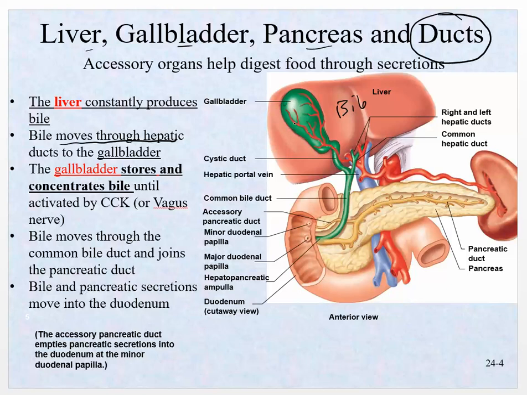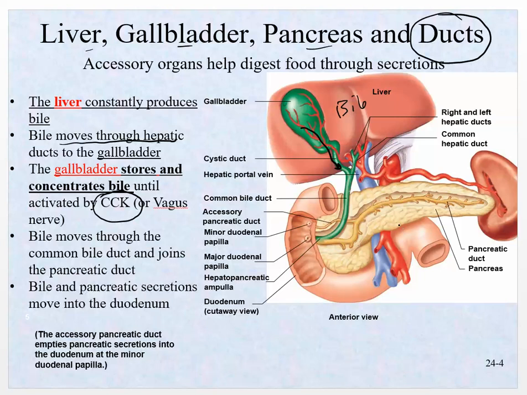Okay, so if we read through this, the gallbladder stores and concentrates bile until activated by something called cholecystokinin. So we're going to call it CCK because that's easier. And so, yeah, that presence of food or that presence of fat or just a signal from the brain can tell it to do that, can say, okay, we're eating now, there's food now, get ready. And that's when it pushes those bile salts out, or the bile. Okay, bile moves through the common bile duct, joins the pancreatic duct. Bile and pancreatic secretions move into the duodenum.